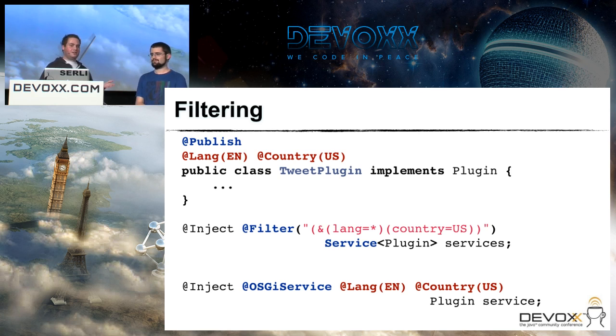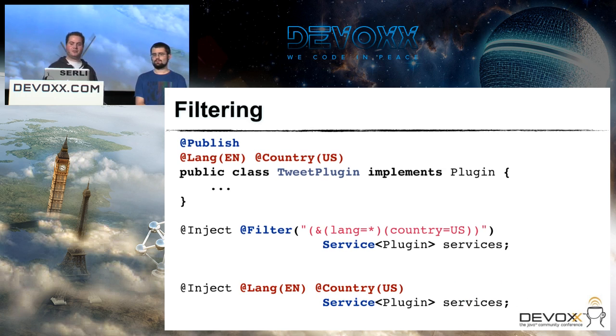So you can also use qualifiers. You just have to add your qualifiers on your injection point, here @Lang and @Country, and Weld-OSGi will match the right service and inject it. It also works with the programmatic API.